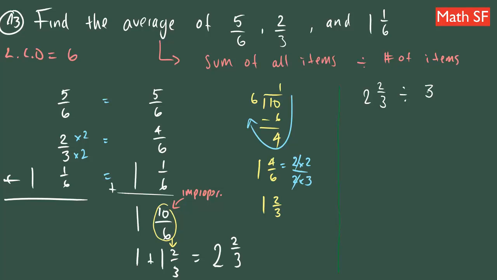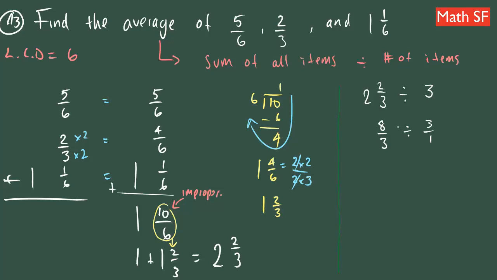First step, make sure that these two are fractions. So this is a mixed numeral, so let's change that into an improper fraction. 3 times 2 is 6, plus 2 is 8, so it will be 8/3 divided by 3/1, because the whole number, to be a fraction, you just write a 1 underneath.